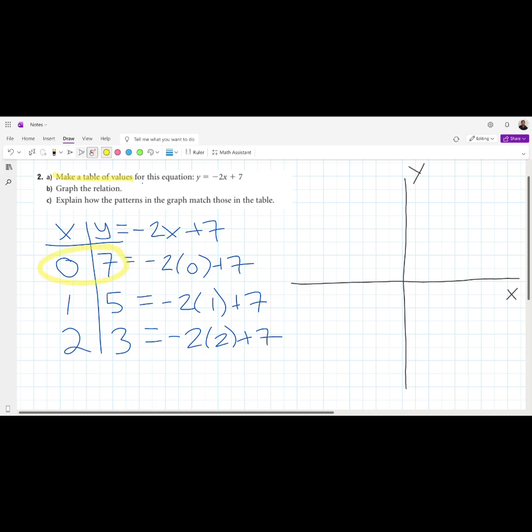This gives me 3 ordered pairs that I can plot on my grid. So 0, 7 would be a point here on my grid. 1, 5 would be here. 2, 3 would be here. So here's my linear relation. I notice in my table that as x goes up by 1, y goes down by 2. So I can keep extending my points on the graph even without substitution.